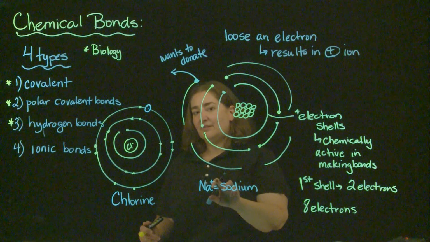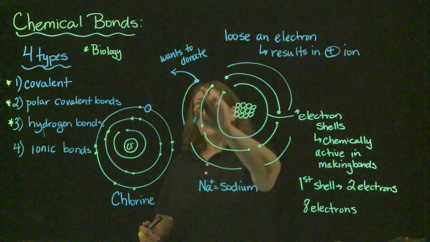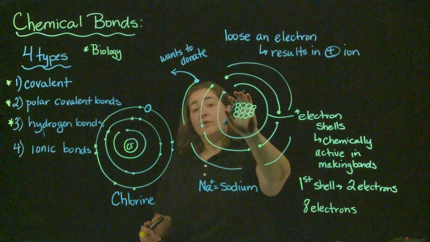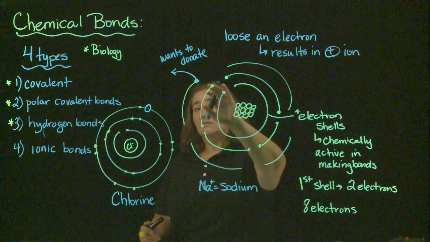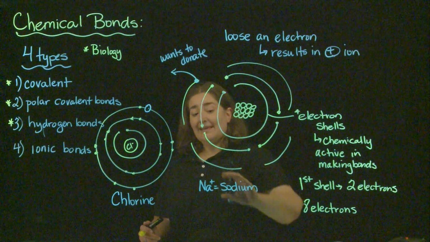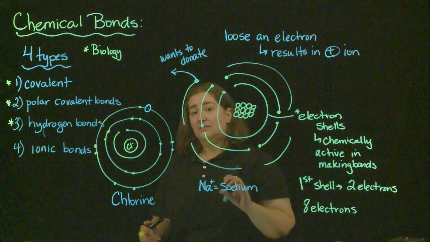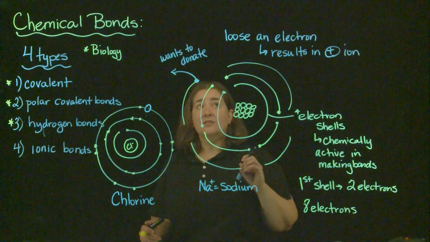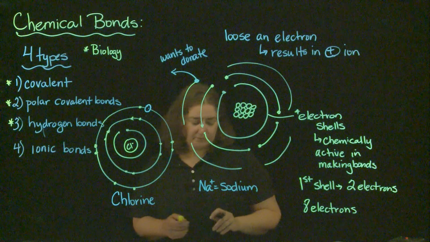That's why I put that plus sign there next to sodium. Because in losing that electron, now we have more protons than we do electrons. And that's what makes something an ion. Okay? So in this case, it's going to be positive because it's losing the electron.